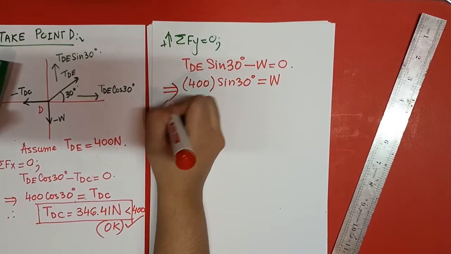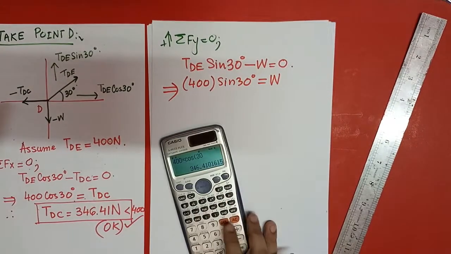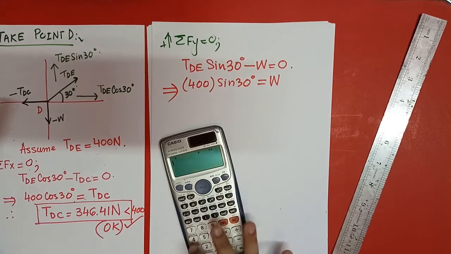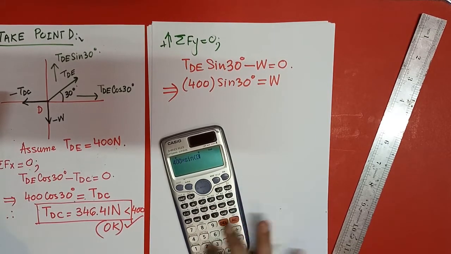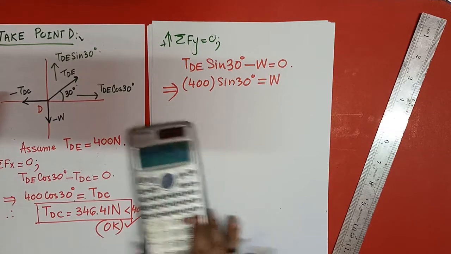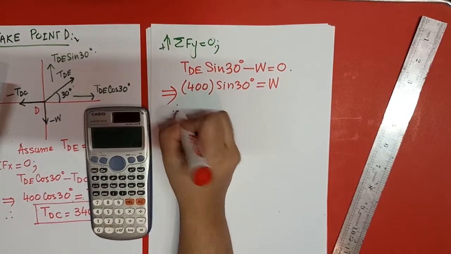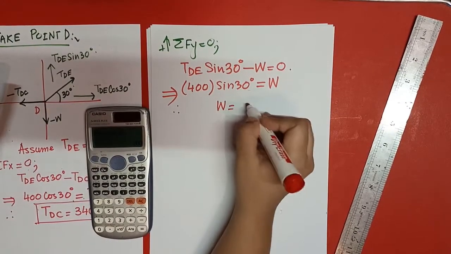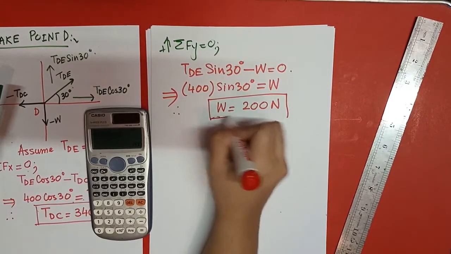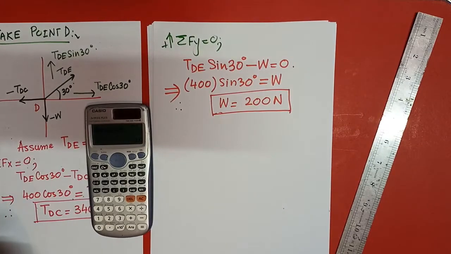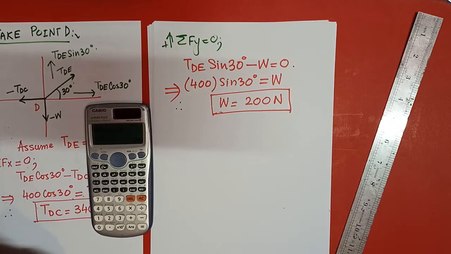So what will the answer be? We have to multiply 400 into sine of 30 degrees. This is coming out to be 200. Therefore W is coming out to be 200 Newton. So this will be the answer. The condition is only for tensions, so we are not concerned with the weight.